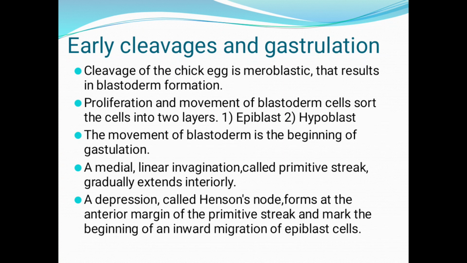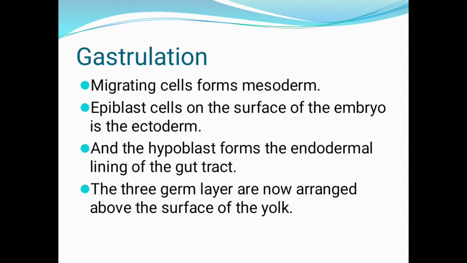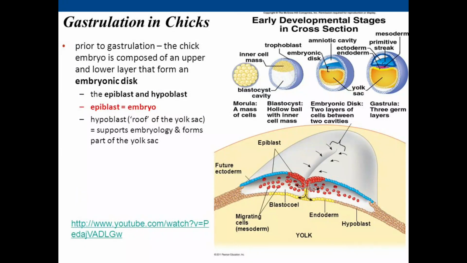A medial linear invagination called the primitive streak gradually extends anteriorly. A depression called Hensen's node forms at the anterior margin of the primitive streak and marks the beginning of an inward migration of epiblast cells. Migrating cells form mesoderm. Epiblast cells on the surface of the embryo form the ectoderm, and the hypoblast forms the endodermal lining of the gut tract. And the three germ layers are now arranged above the surface of the yolk. As you can see in the picture, epiblast cells, hypoblast cells, and blastocoel, a cavity developed due to migration of the cells.